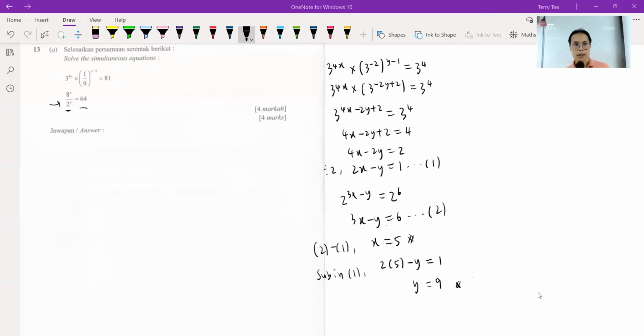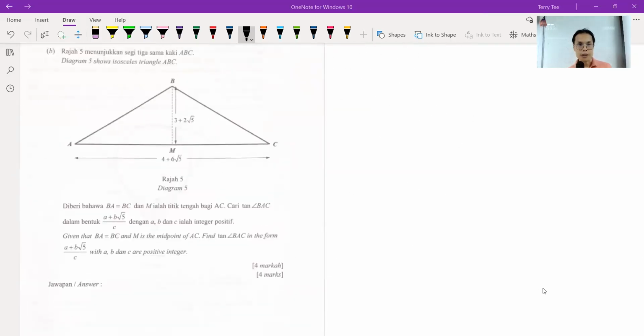Okay, this is just part A. Let's move on to part B. Yeah, B is involving surds. Okay, now Raja menunjukkan segitiga sama kaki ABC.